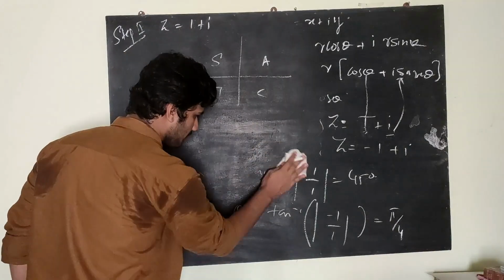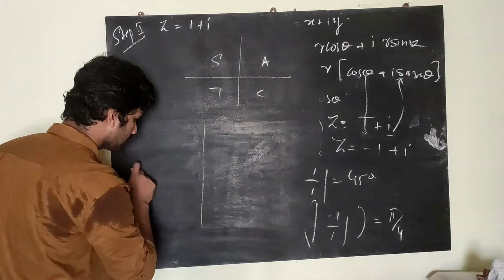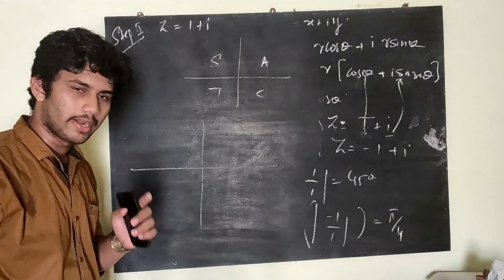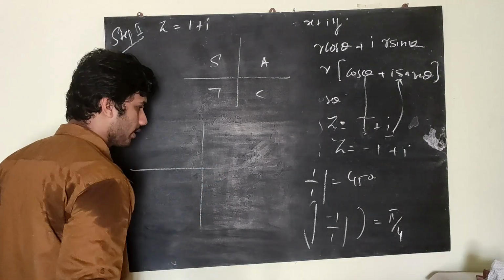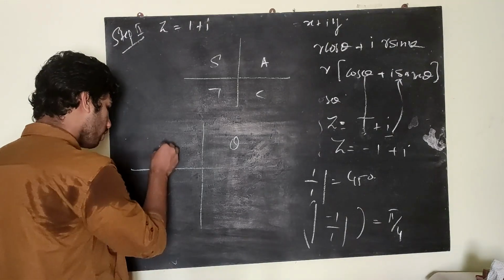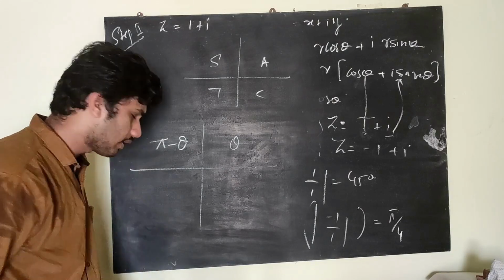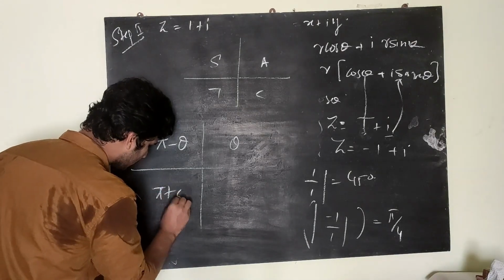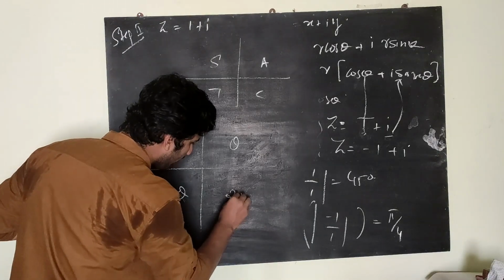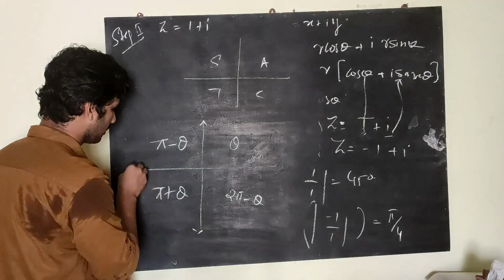Now, the third step is very important. Third step is a particular Cartesian. You have to remember it. If it was in the first quadrant, then theta will be its argument. If it was in the second quadrant, it will be pi minus theta. If it was in the third quadrant, it will be pi plus theta. And if it was in the fourth quadrant, it will be 2 pi minus theta. This is for argument of a complex number.